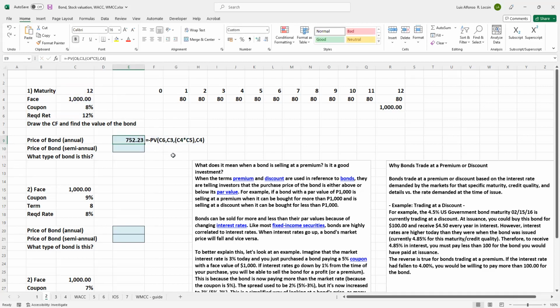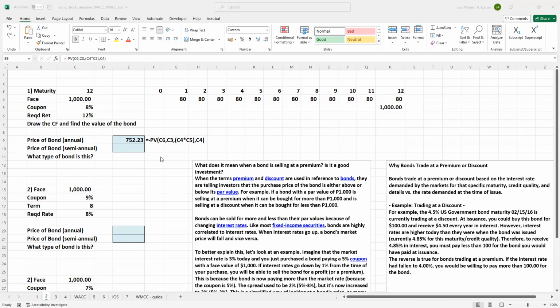Ang gagamitin class, ang required rate is the prevailing market rate. Diba? Kasi the coupon, when you bought it before, malamang yung 8% yan, yun yung prevailing market rate before. Kasi companies would, of course, peg their coupon on the prevailing market rate at that time. So 8%, no, for a bond with a similar risk structure. So therefore, ang required return natin is the 12%.